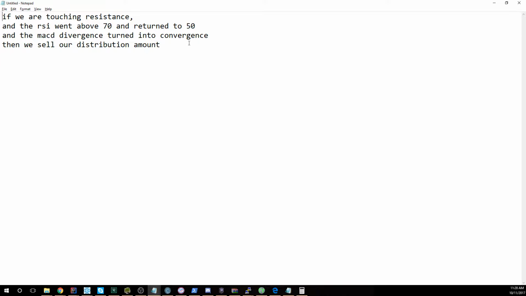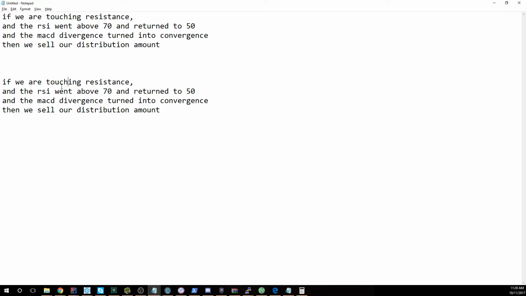On the reverse side of that, right? What is this? What does this look like? If we are touching not resistance, support. If the RSI went below 30 and returned to 50, and the MACD divergence turned into convergence on the upside, then we buy our allocation amount.